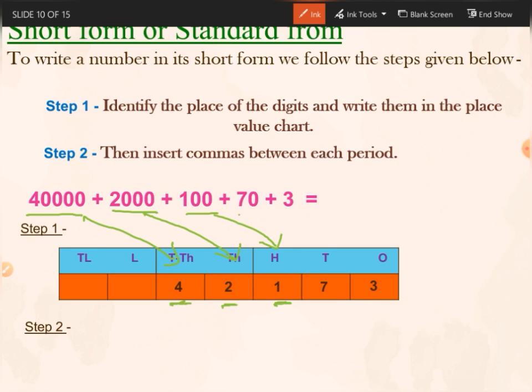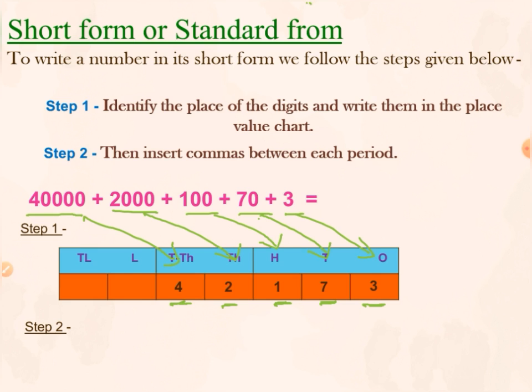And then we have 70 which belongs to tens place. So 7 will come at tens place. And then we have 3 which belongs to ones place. So it will go here at ones place. So we have identified the place of the digits in the place value chart. Now once we have finished filling the digits in the place value chart, our number is obtained actually. And then we'll put the commas to separate the periods.